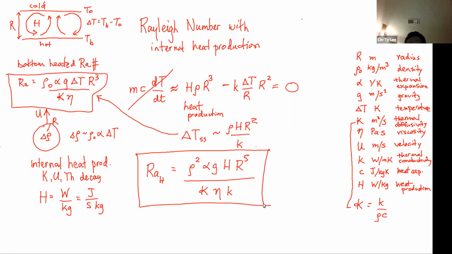So by the way, H is a heat production concentration, right? It's joules per kilogram. And so if you have a very thick layer, it can get very hot very quickly, and then you start to convect rapidly. So even more sensitive to size than the bottom heated system. And I leave it to you as an exercise to plug these numbers in to see what the Earth might be. Thank you.